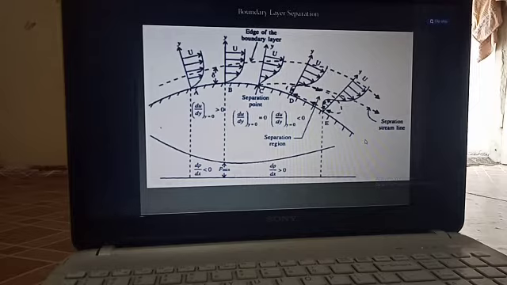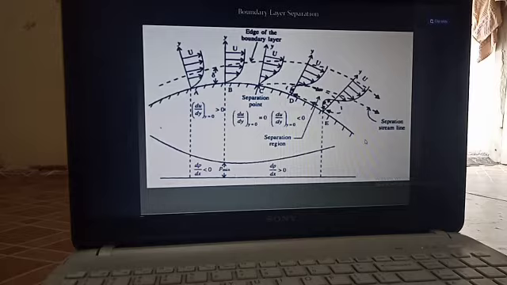So boundary layer separation means what? It is actually the point at which your boundary layer will separate out. So first we need to understand the concept of boundary layer separation. Let us examine this diagram.